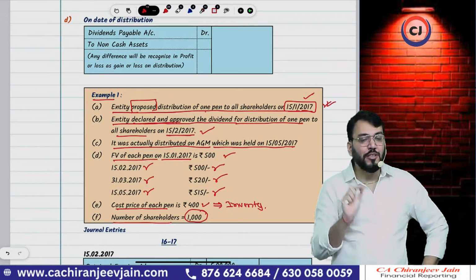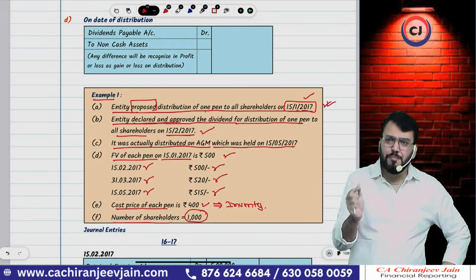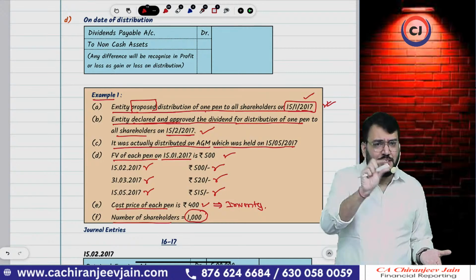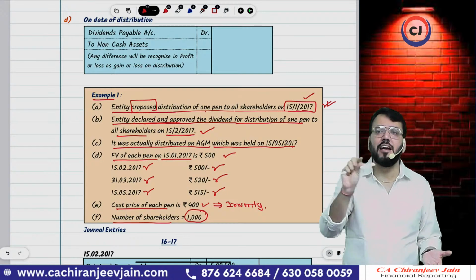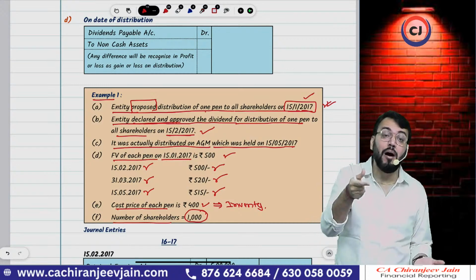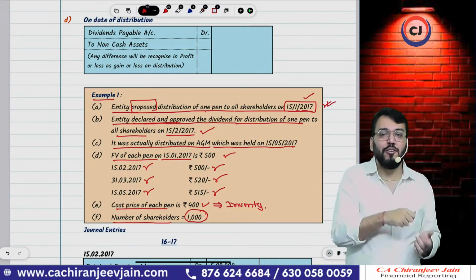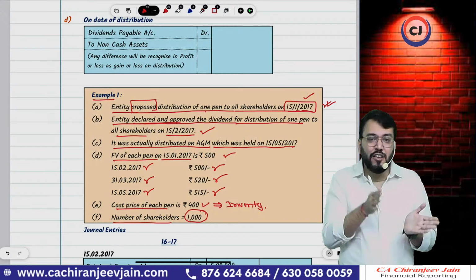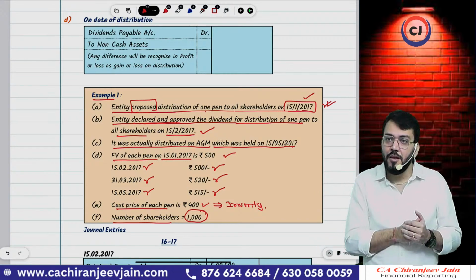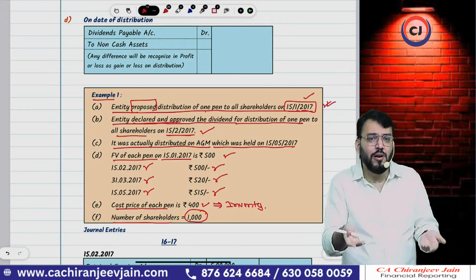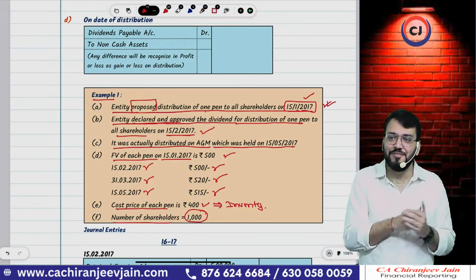Retained earnings account debit to dividend payable. Same journal entry. At what amount? Should we take cost price or fair value? Fair value. So you are saying fair value, and that is 100% correct. Fair value is the only correct answer.